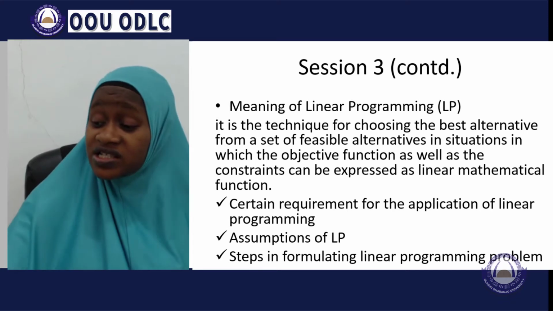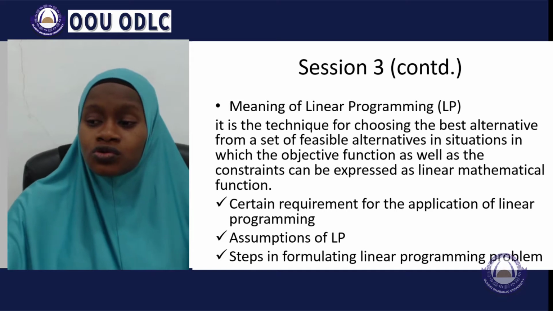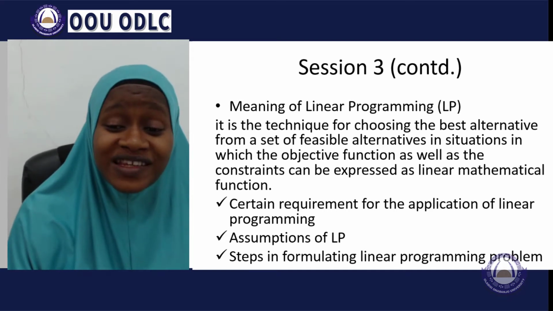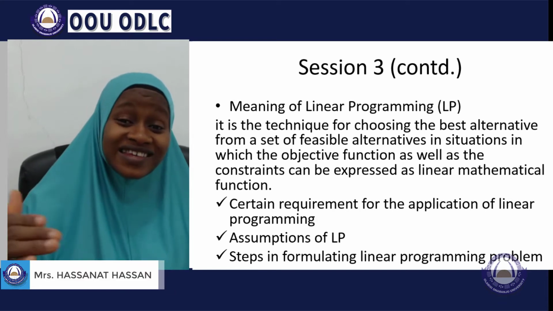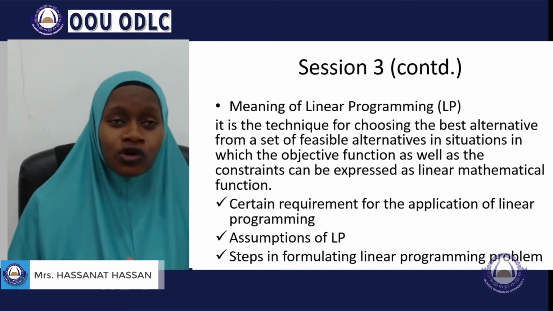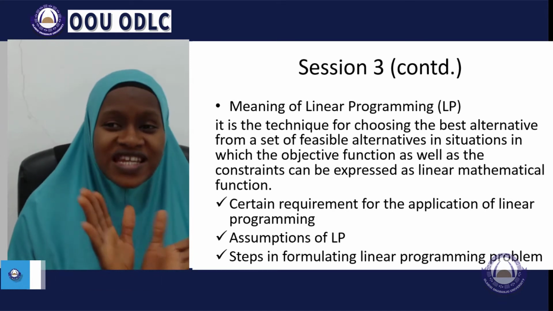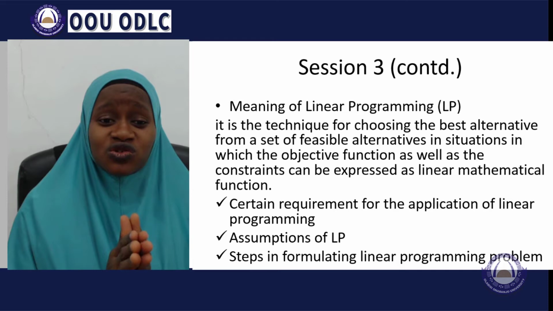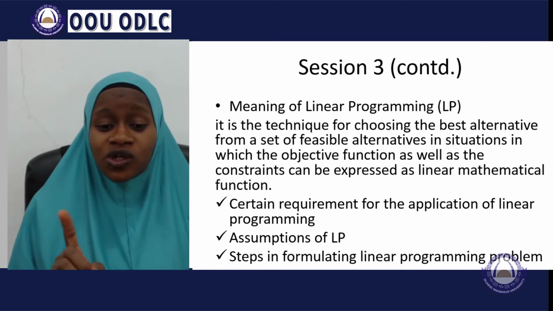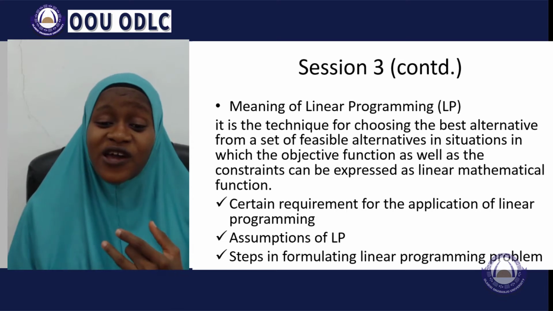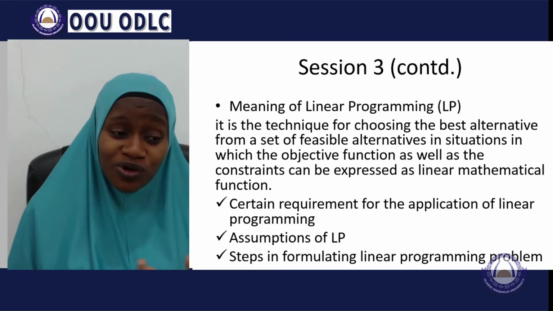So we move to the next one, steps in formulating a linear programming problem. For you to formulate the linear programming problem, there are certain steps that you must follow in order to formulate a real linear programming problem, such that you're able to arrive at an optimal solution. One of the first steps is you must identify your decision variables. What do you mean by decision variables?